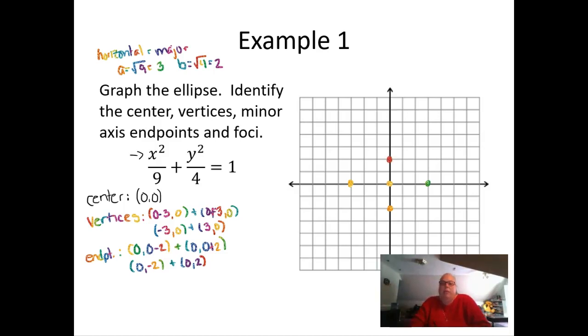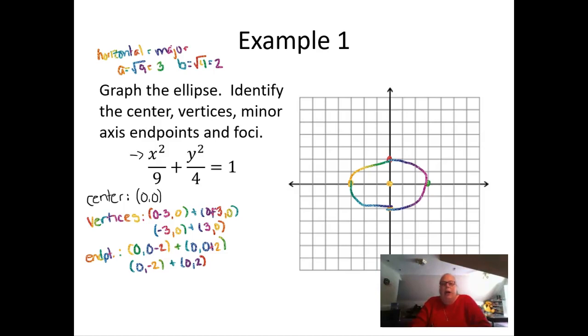And now we actually have enough information to draw our ellipse in here. The foci are not important when it comes to sketching our ellipse. So we can actually go ahead and just sketch this in. Be sure that you have nice, pretty rounded corners when you are drawing this. It should be more or less football shaped. I know that's kind of wobbly there, but this is a sketch of an ellipse.